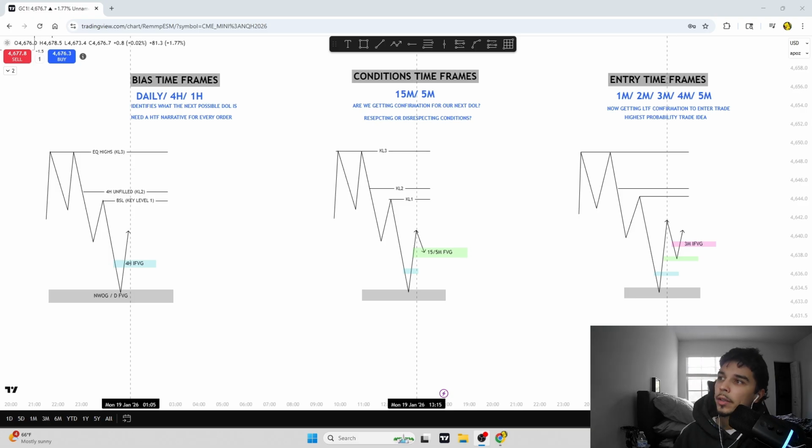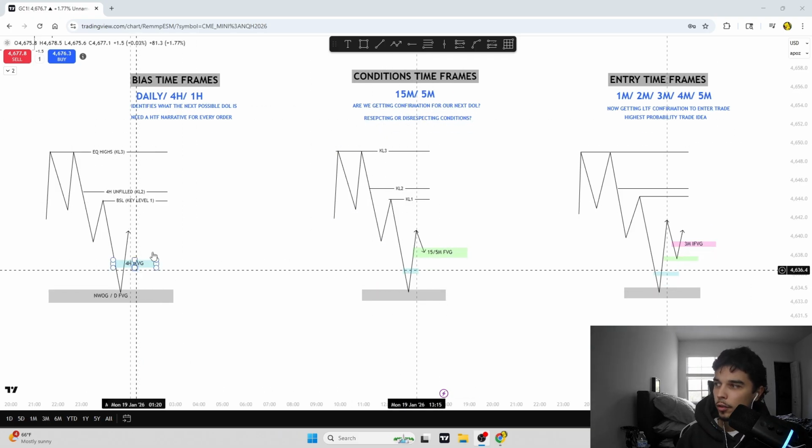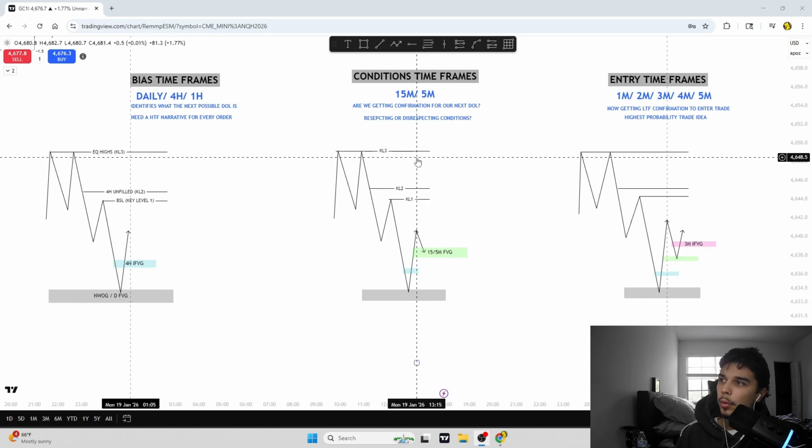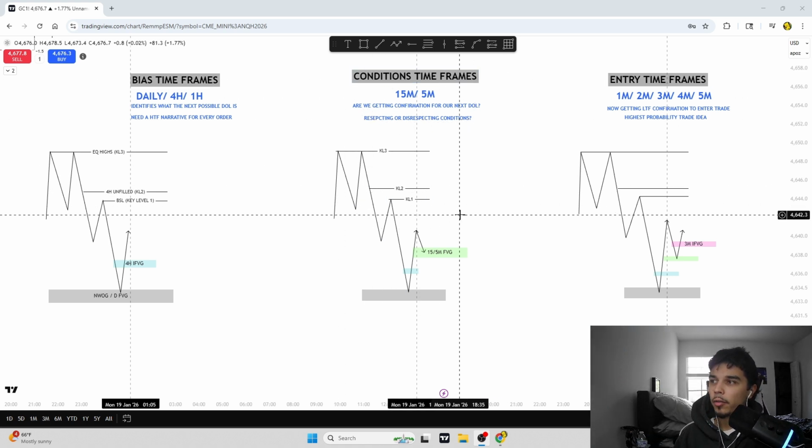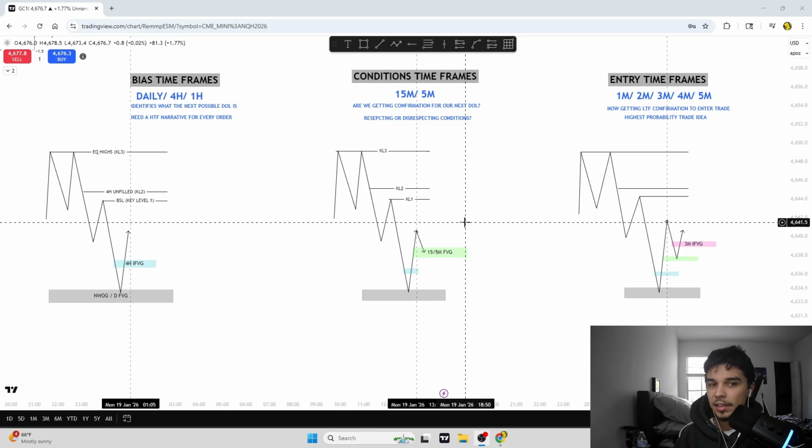Okay, so are we disrespecting or respecting our conditions? Our condition now, okay, let's say we inverse this 4 hour fair value gap, and right here we have market open. Okay, if we're looking to go long at market open, what do we want to see? Well, we want to see manipulation lower, and then a possible rejection out of whatever area we manipulated into, and then try to target these areas of liquidity above, right?